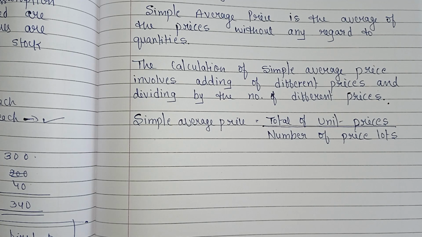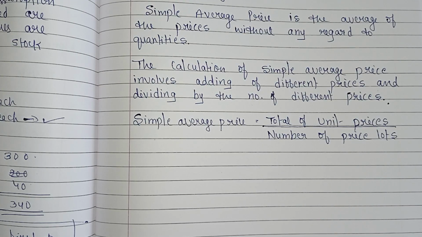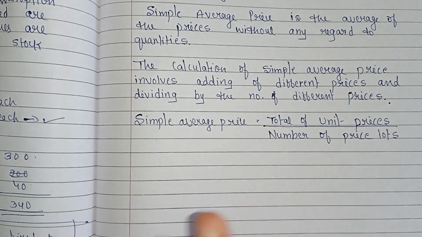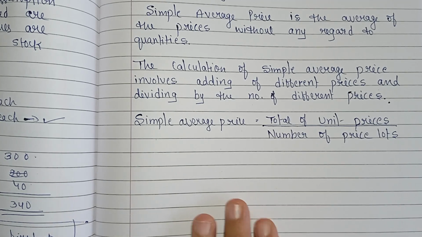That is used to determine the issue price of materials from inventory. In this method we take the average of the prices of all available lots without considering the quantity of each lot. So remember, in this simple average price method we don't consider the quantity while calculating the average, just the price of each lot. Clear? So let's take an example to understand this better.